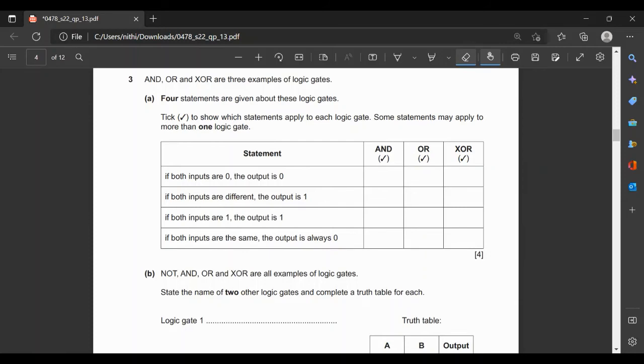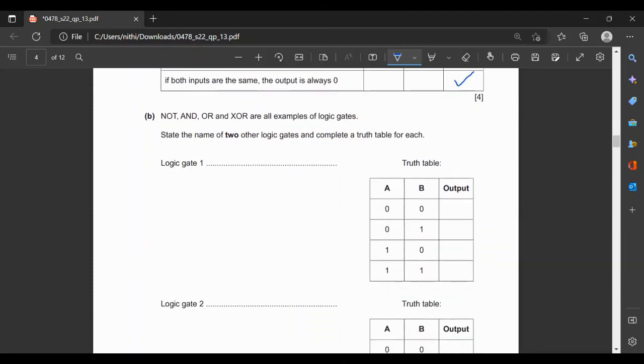Okay, so the first statement: if both inputs are 0, the output is also 0. So this applies to all three gates. Next, if both inputs are different, the output is 1. This does not apply to the AND gate, but it applies to the other two gates. If both inputs are 1, the output is 1. This applies to the AND and OR gates, but not to the XOR gate. Next, if both inputs are the same, the output is always 0. This applies only to the XOR gate.